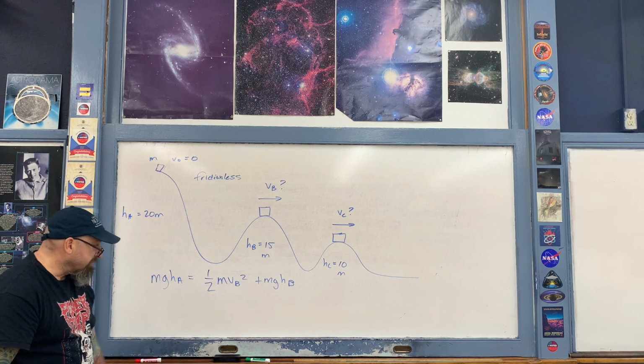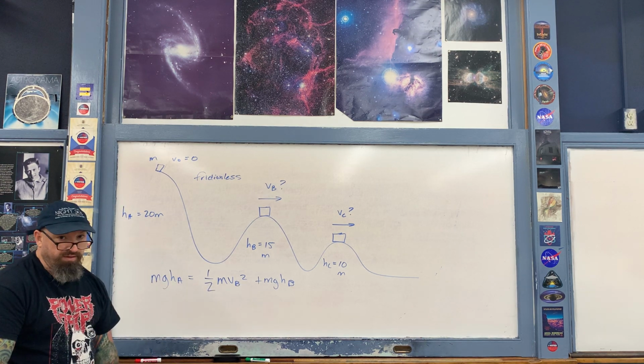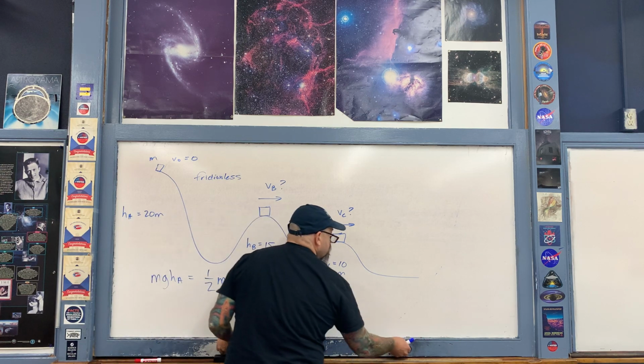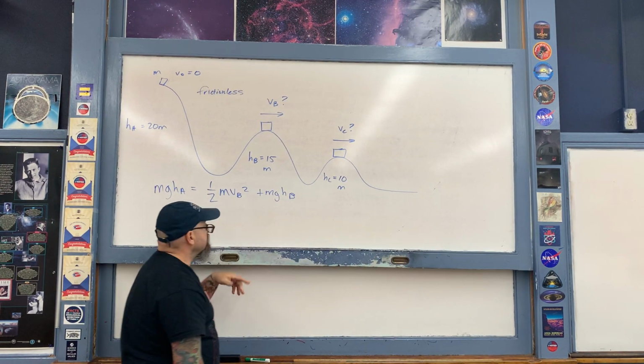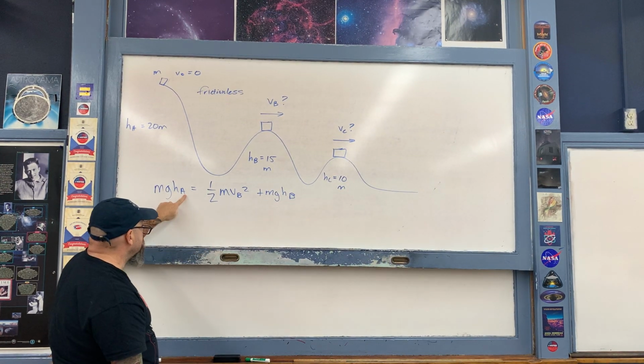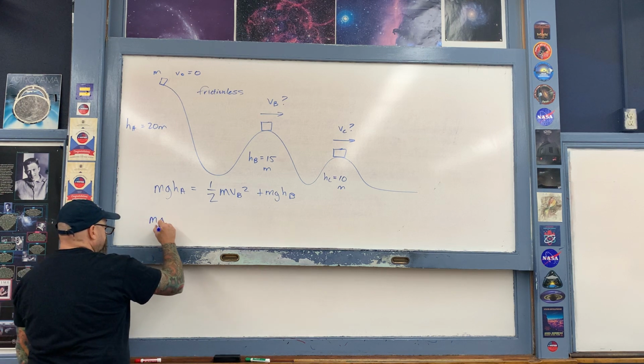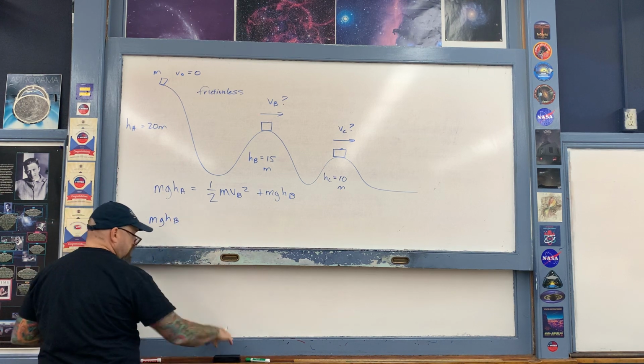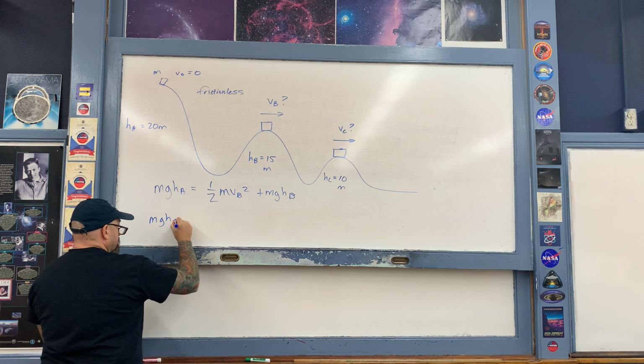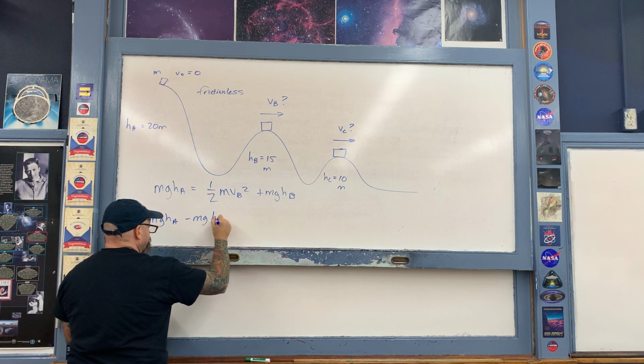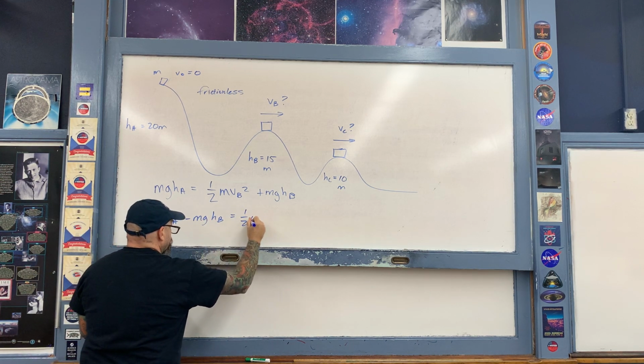And now what we do mathematically is we solve for VB. To solve for VB, first of all I'm going to subtract this term to the other side, HA, excuse me, minus mgHb, there we go, like this.